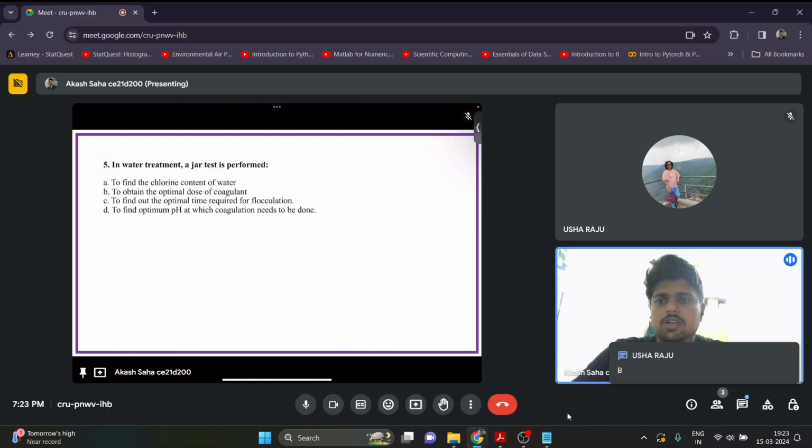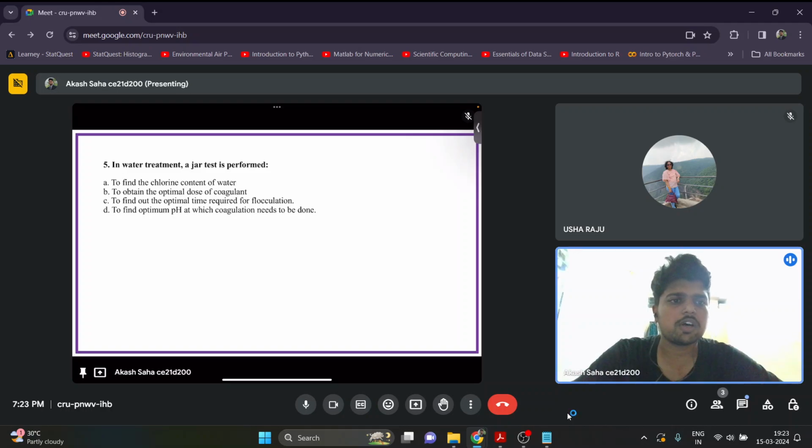B. Yeah, so surely for optimal dose of the coagulant, we will use the jar test. So once we find out the optimal dose of the coagulant, we will also use the jar test to find out the optimal pH. So optimal pH is also required. So depending on my coagulant, whether it's alum or ferric chloride or any other, whatever we are using for the process, to find out the optimal pH, because the coagulation and flocculation will happen at a particular pH based on the coagulant.